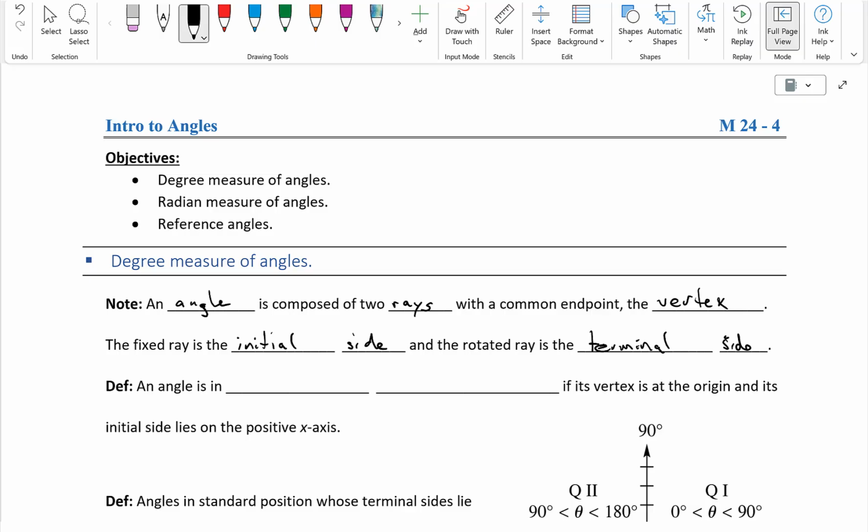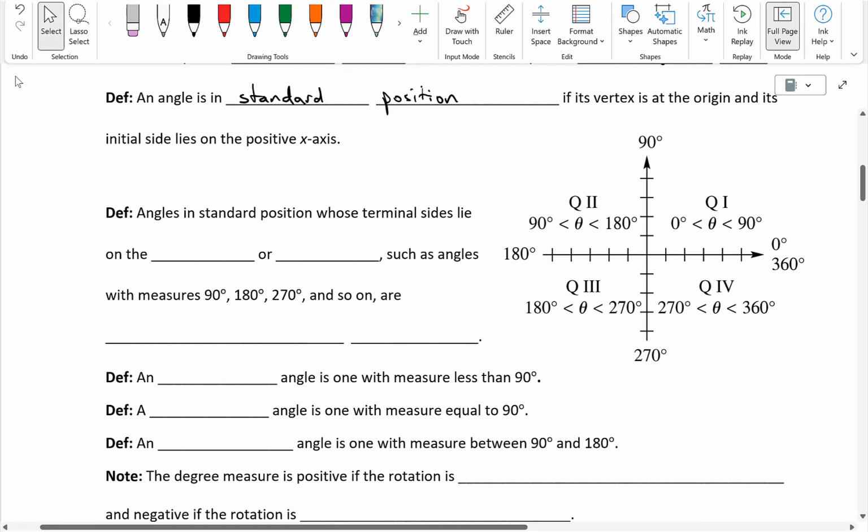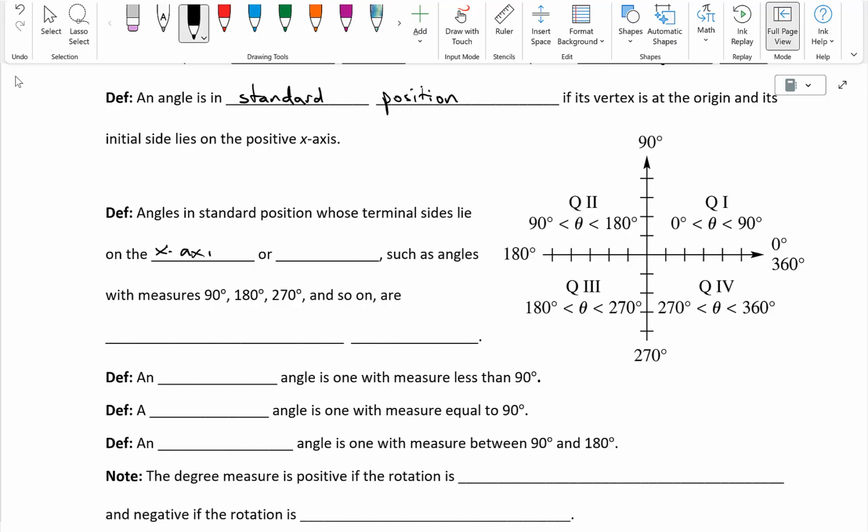Definition here: an angle is in standard position if its vertex is at the origin and its initial side lies on the positive x-axis. Definition: angles in standard position whose terminal sides lie on the x-axis or y-axis, such as angles with measures 90 degrees, 180 degrees, 270 degrees, and so on, are quadrantal angles.